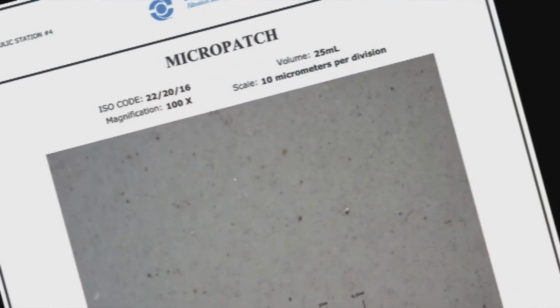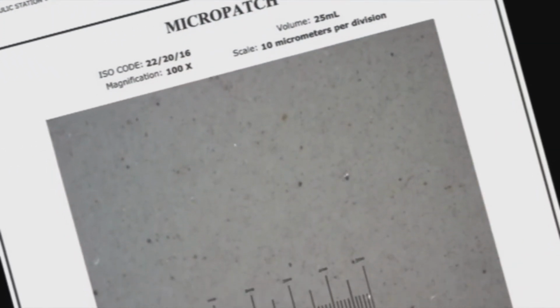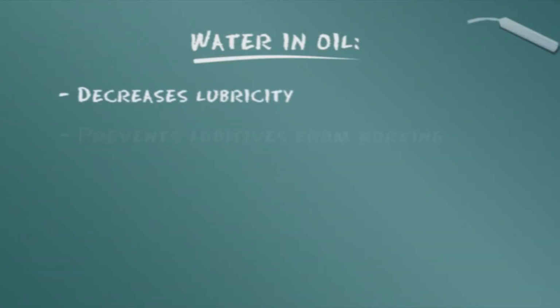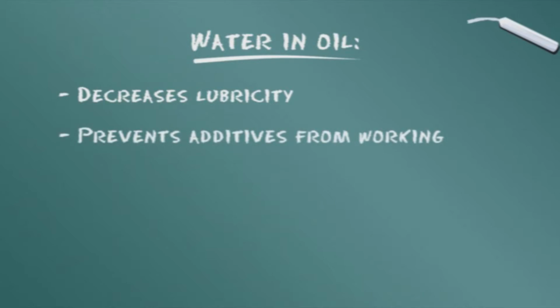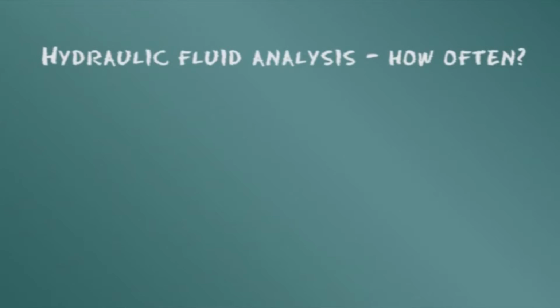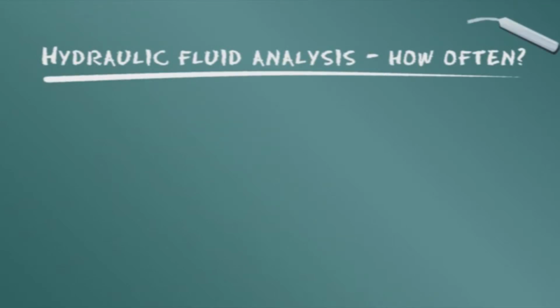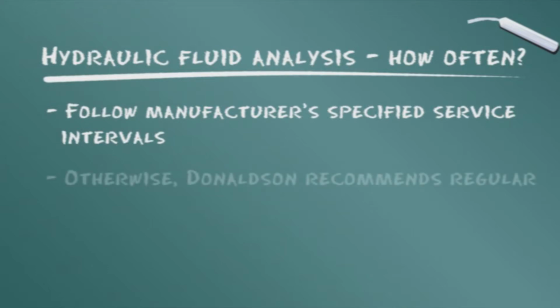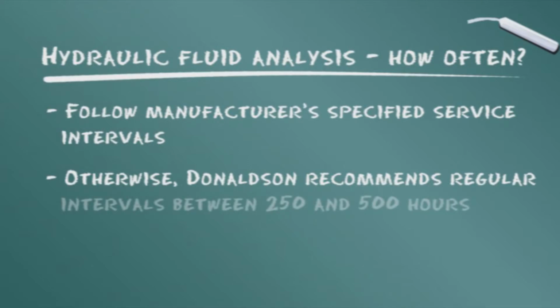Excessive levels of dust and dirt can be abrasive and accelerate wear. Water in oil decreases lubricity, prevents additives from working, and facilitates oxidation. How often should you sample your hydraulic system for oil analysis? Donaldson recommends following the intervals set by your equipment manufacturer. If that information is not available, we recommend that you do it at regular intervals between 250 and 500 hours of operation.